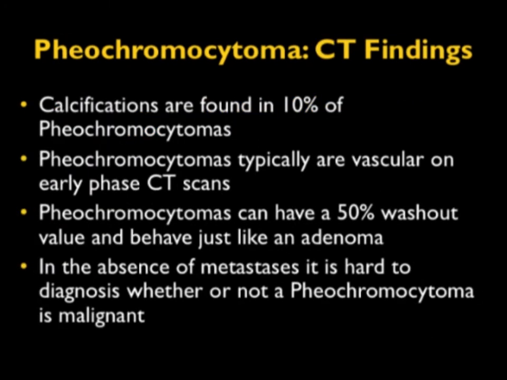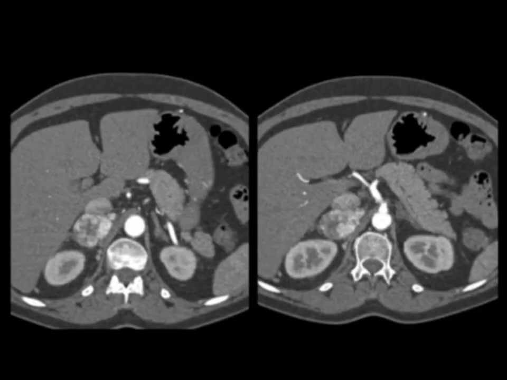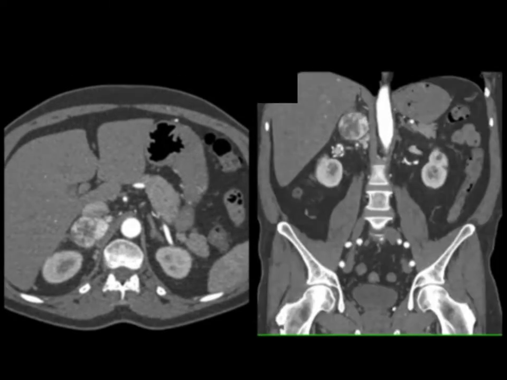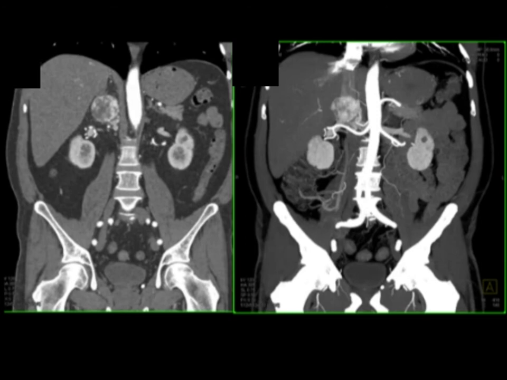Okay? So examples. Look at this case. Right adrenal mass. Look at its vascularity. Could this be metastatic renal cell? It could be, but there's no adrenal primary. This is a pheochromocytoma. Look at its vascularity. There's no need even to measure. It probably measures 170, but look how vascular that lesion is. And you could see how much it washes out.